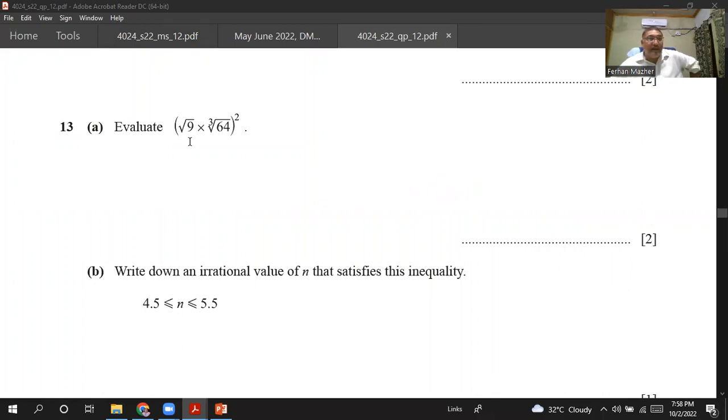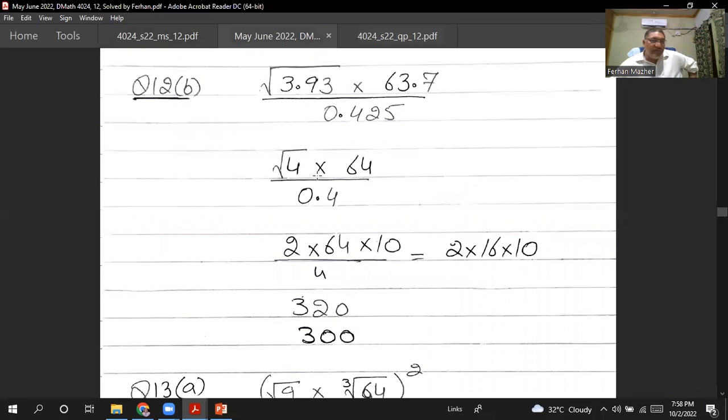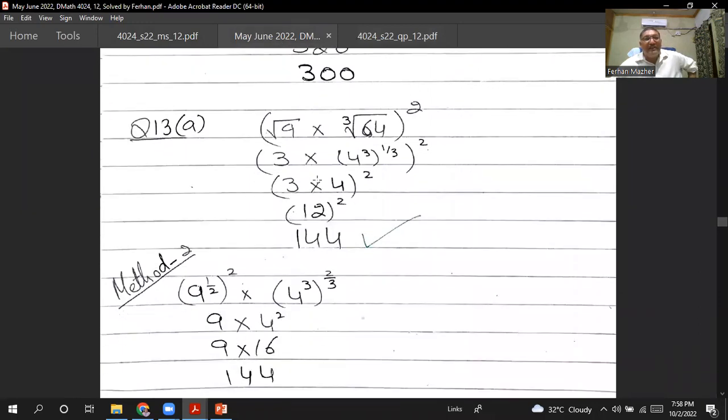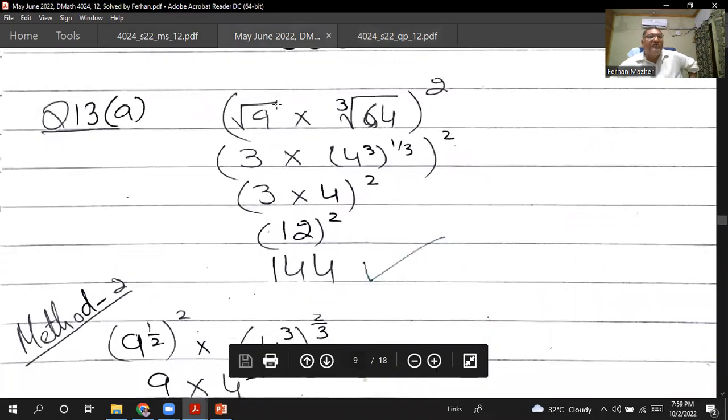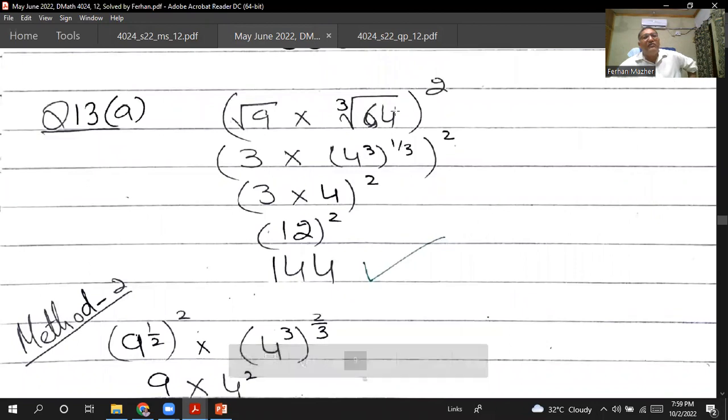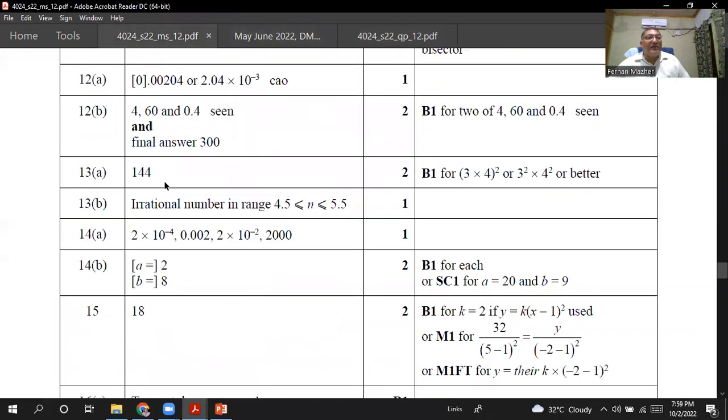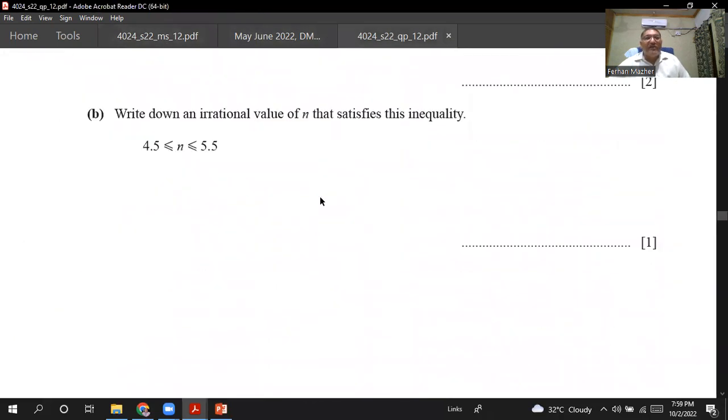He says evaluate square root of 9 multiplied by third root of 64, with a bracket around all of them, and you have a whole square. So there can be 2, 3 ways in which you can calculate this. So here the square root of 9 will be 3, and for the third root of 64, 64 is 4 raised to power 3, and raised to power third root means raised to power 1 by 3. 3 and 3 will be cancelled. So in the bracket you have 3 into 4. That's 12 and 12 squared will be 144. So our answer is 144. So the answer is right. Okay, so we are going to the next number.